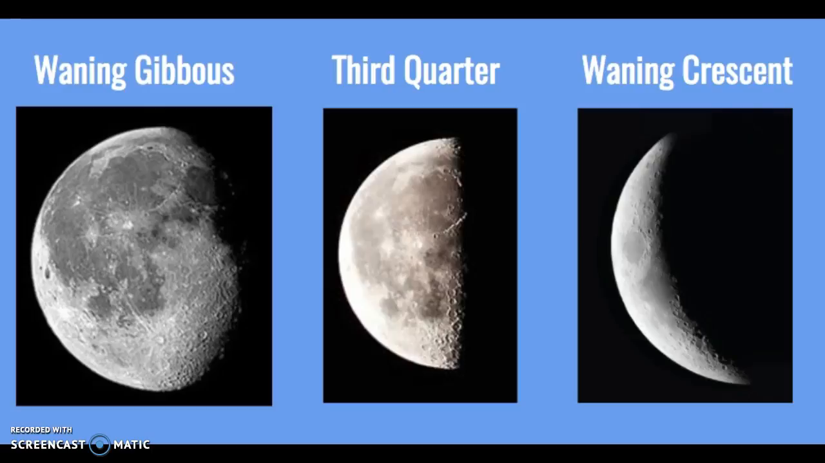Once only a small sliver of the left side of the moon can be seen, it is the waning crescent phase. This is the last phase of the lunar cycle before a new lunar cycle starts over.